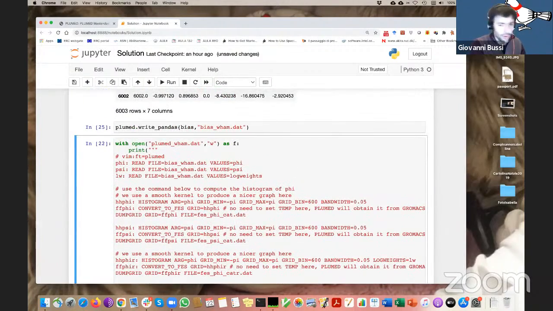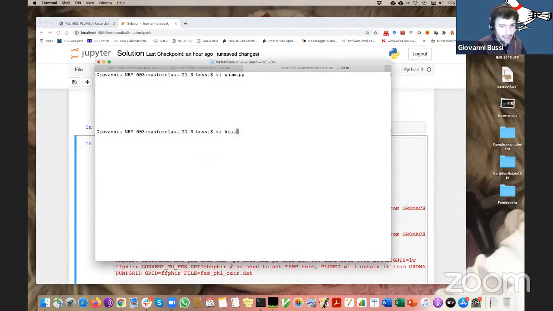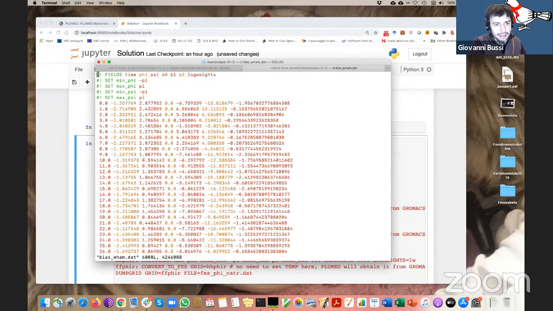But then let me also open this bias.wam file. And it really looks like a normal Plumed file produced by Plumed, but it has been saved by Python. And you see it contains an extra column. That's very useful, because then you can read it back with Plumed and you are sure that all the format will be correct.